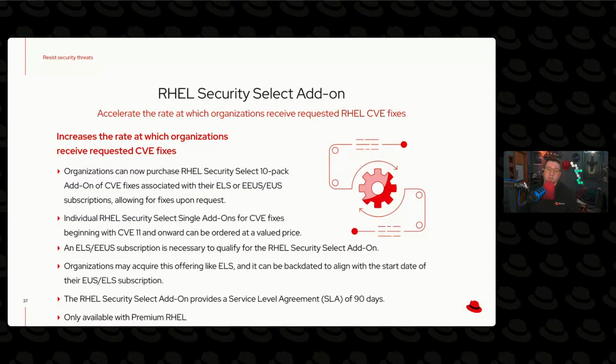What the Security Select add-on does is you pay a yearly fee to get a 10 pack of CVE fixes. And you can say, this CVE right here, that's important to my organization. I would like you to fix that now. And you can go ahead and then we'll put engineering time on getting that thing fixed. So customers have asked for this sort of program, and now it's available.